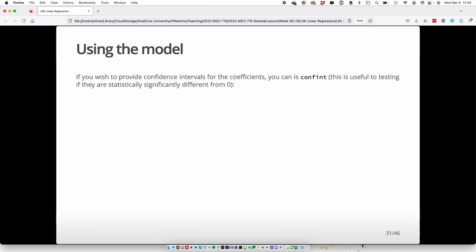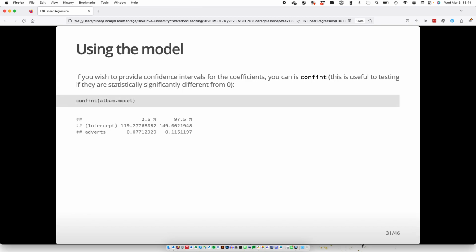Okay, so using the model, if you want to provide confidence intervals for the coefficients, you can use conf_int. It's useful for testing if they're different from 0. And so you can actually get a 95% confidence interval of these values. So you've got intercept and adverts. Again, you have a t-test, which means you can also just calculate a confidence interval.